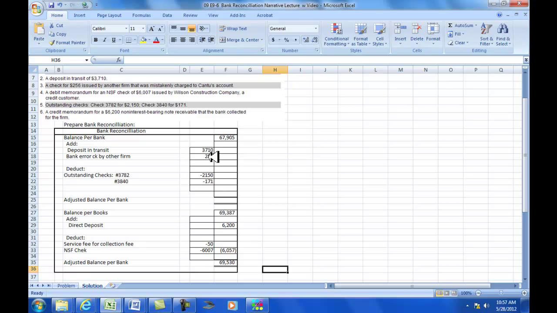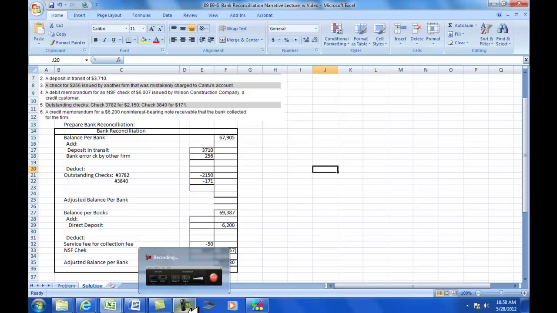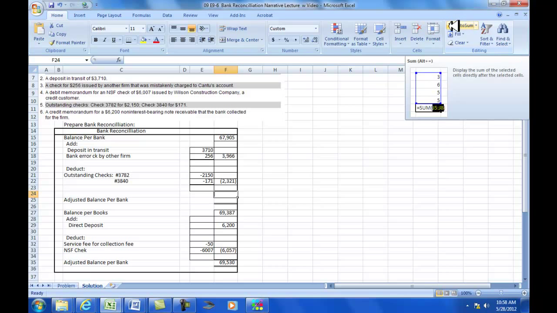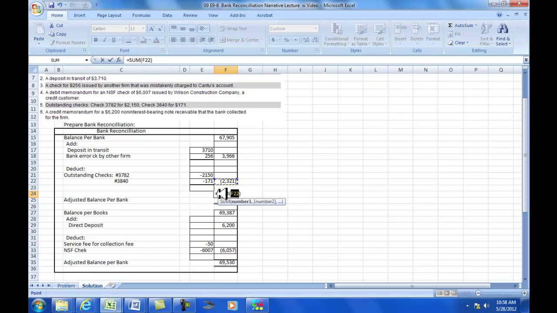We go. Now we need to get our adjusted balance per bank. So I've got my total additions here of 3,966 and our total deductions here of 2,321. So an adjusted balance per bank is going to be 69,555. Wow, I'm $20 off.